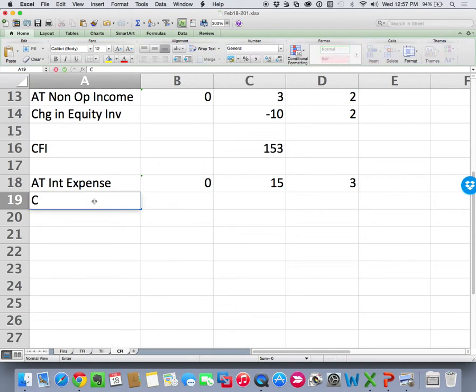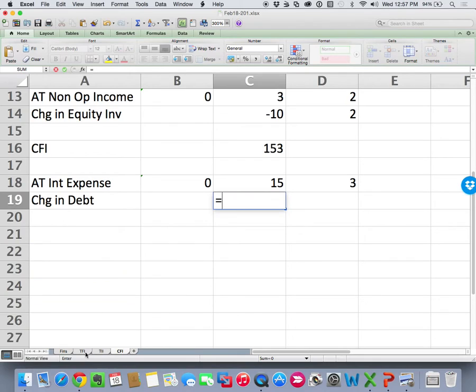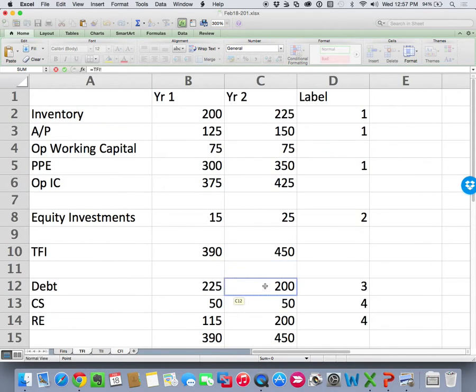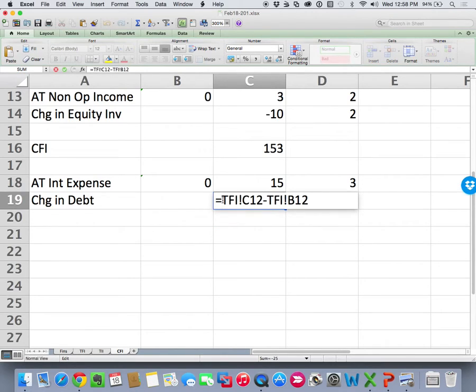That's the only 3 off my TII. Now I look to the balance sheet. My 3 there is going to be debt. So again, the balance sheet's all about the change. I look at my change in debt. Debt went from 225 to 200, so debt went down by 25. On this statement, should that be a positive 25 or a negative 25? It should actually be a positive 25. If I'm paying my bondholders or banks, I'm paying principal of $25 million. That's a payout, a distribution to them, so it needs to be a positive number.